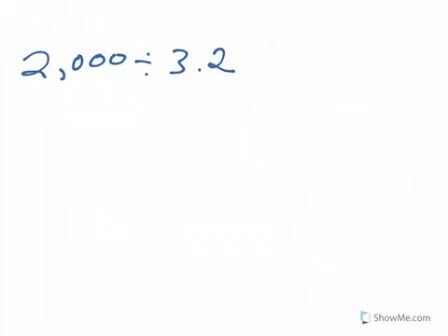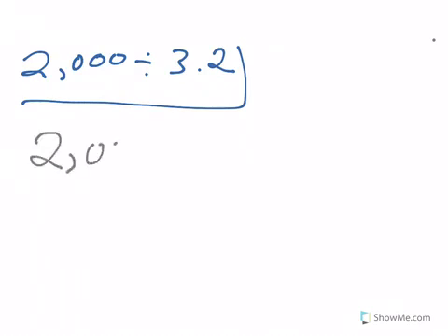All right, let's jump into our next example. We're looking at 2,000 divided by 3.2, or 3 2/10. Now, again, with the understanding that every division problem can be looked at as a fraction, and every fraction can be looked at as a division problem, let's write this as a fraction, shall we? So we have 2,000 over 3.2, right?